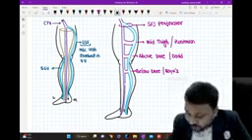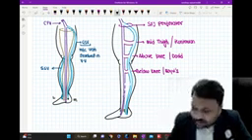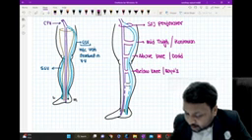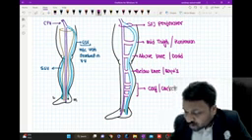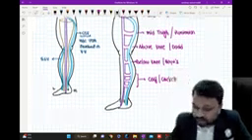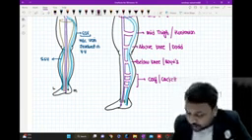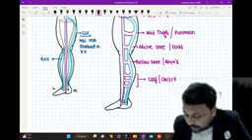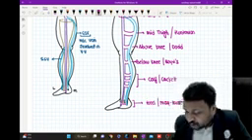Then you have other perforators which are present in the calf. These are called the calf or the Cockett perforators, right? Another one is present at the level of the heel, and this is what we call the heel perforator, also called the May-Kuster perforator.